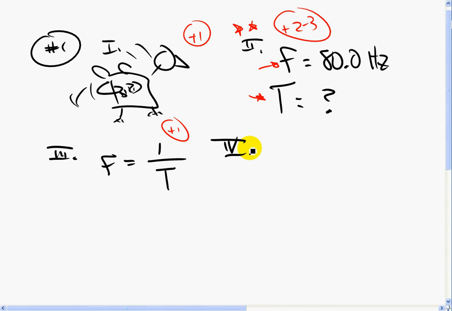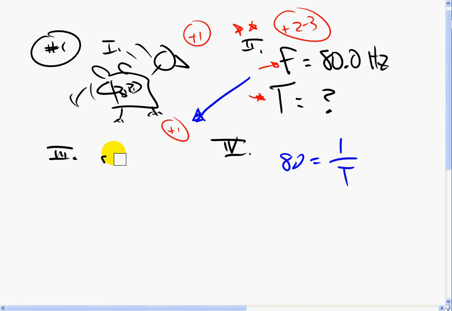Finally, last step, you can what? Attack the problem by substituting and solving. So what you're going to do is take your knowns and unknowns and stick them right into the equation. So in this case, the frequency is given as 80 hertz, and that's equal to 1 over the period, yeah? Okay, actually, you know what? We probably should use the alternate form, right? The alternate form. That would be a little bit easier.